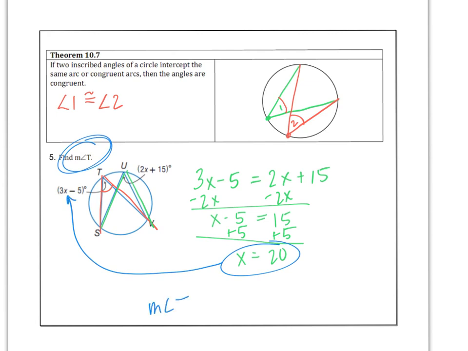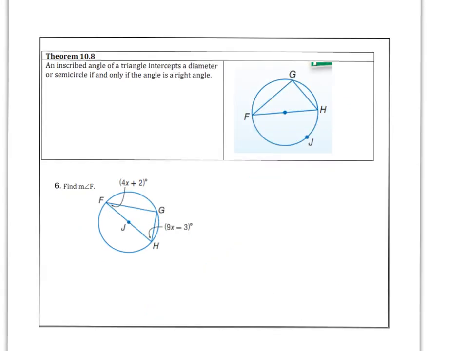So the measure of angle T is going to be 3 times 20 minus 5, which is 60 minus 5, which is 55. It's an angle measure, so we will say degrees, 55 degrees. So this is a pretty cool one.